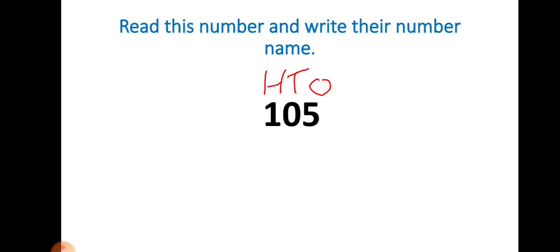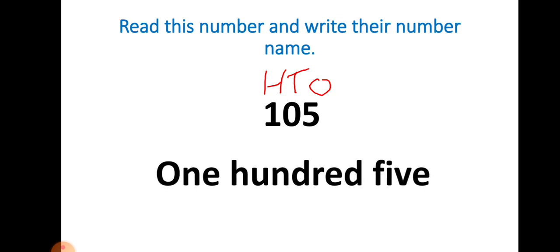How to write in spelling? 105. O-N-E 1, H-U-N-D-R-E-D 100, F-I-V-E 5. 105.